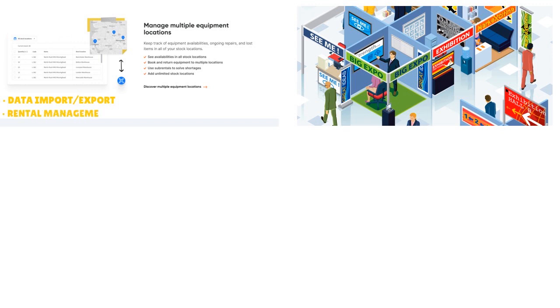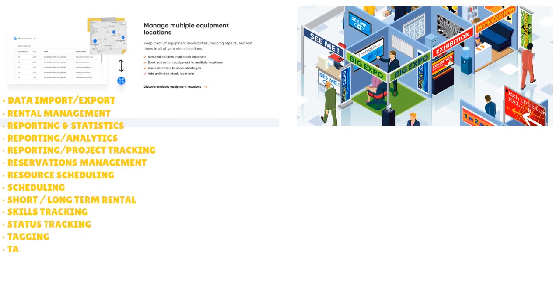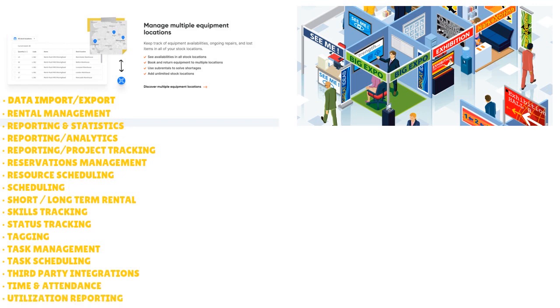So another area where we love the specs with Rentman is that you have a rental agreement, you have reporting and statistics, you also have reporting and analytics, you have reporting, project tracking, reservations management. Those specs are really, really cool because they add value to your operations over time. You also have task scheduling, task management, third-party integrations, time and attendance, and you also have utilization reporting. So that's going to help you a lot get to the level where you were supposed to be in the first place.